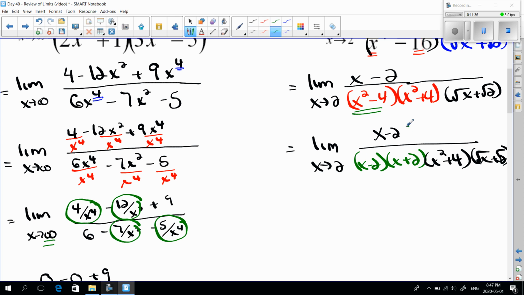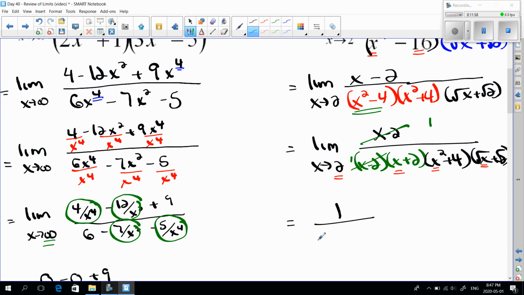Now, these guys cancel one another. Leaves a 1 there and a 1 there. And this is where I can go back to direct substitution. So anywhere there's an x left, I will plug in a 2. All right, here we go. It's going to equal 1 over, you can drop the limit notation.